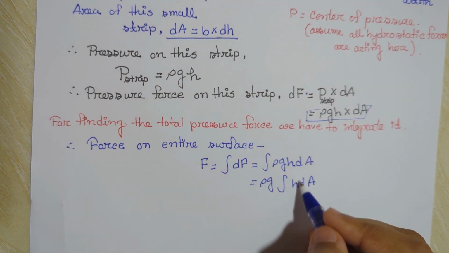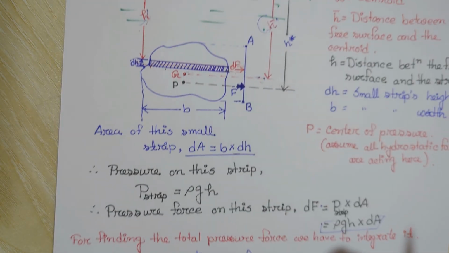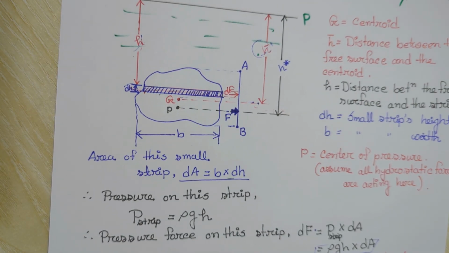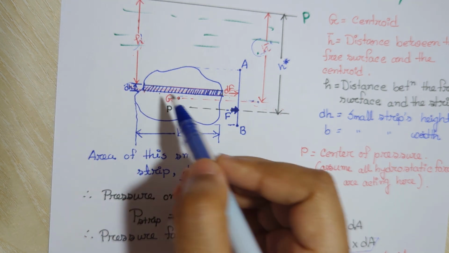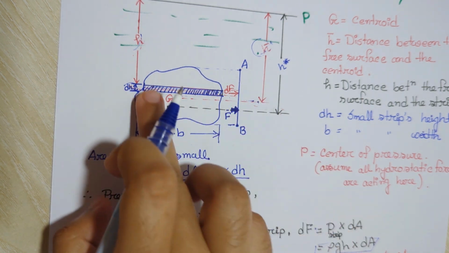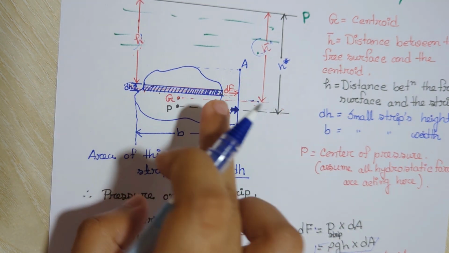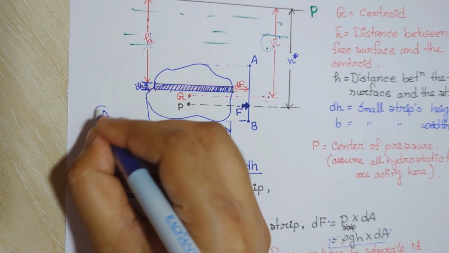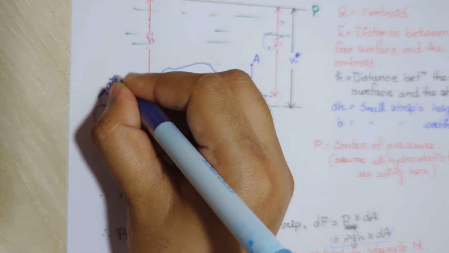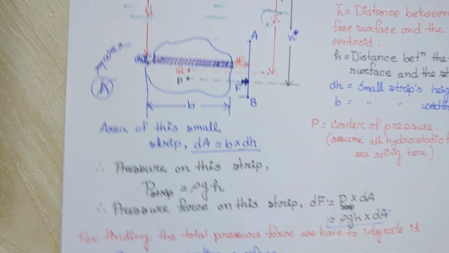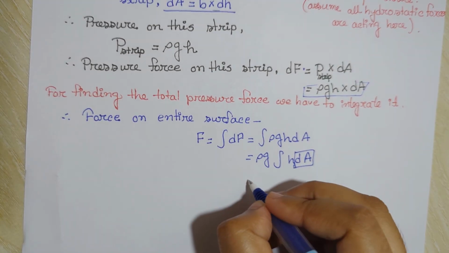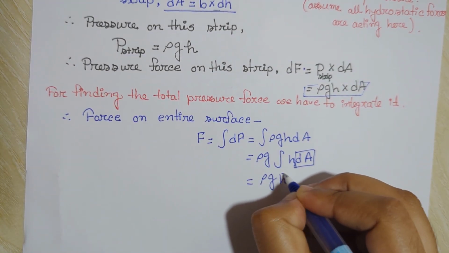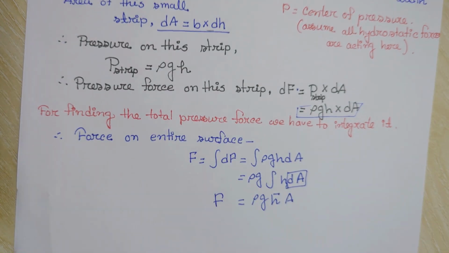And after integrating this dA, what will be the answer of this integration? The dA is the small area for this small strip, but if we want the whole area of this strip, that will be A. A is the area of this whole strip. So if we integrate this, this will be rho g h bar A. This is our total force.